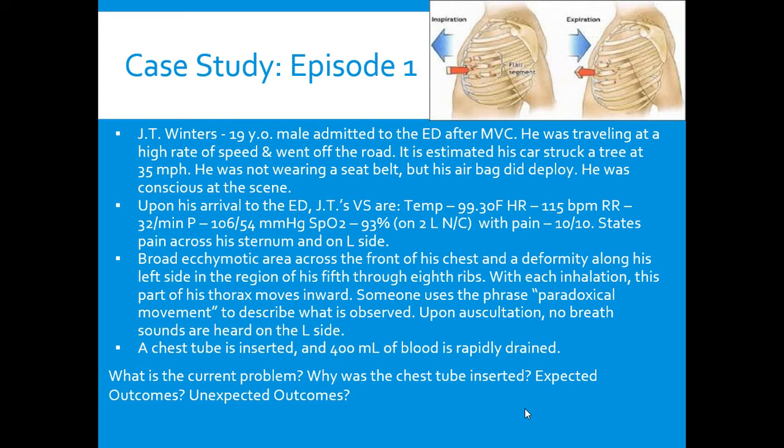Tracheal deviation toward the unaffected side is a hallmark sign of a tension pneumo. So you gotta look for that tracheal deviation with any of your pneumothorax patients. It's a life-threatening emergency because left ventricular heart failure and reduced cardiac output can occur.